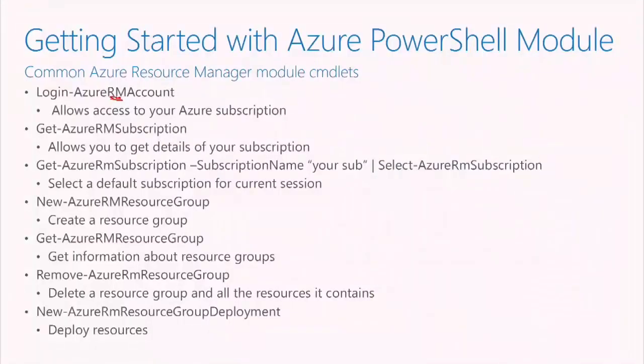So continuing down, get subscription, create a resource group. And then if we have a template that represents the objects we want to deploy, we can use the new Azure RM resource group deployment commandlet and simply reference the template, and it will actually install or deploy all the resources in the template into the resource group specified in that commandlet.